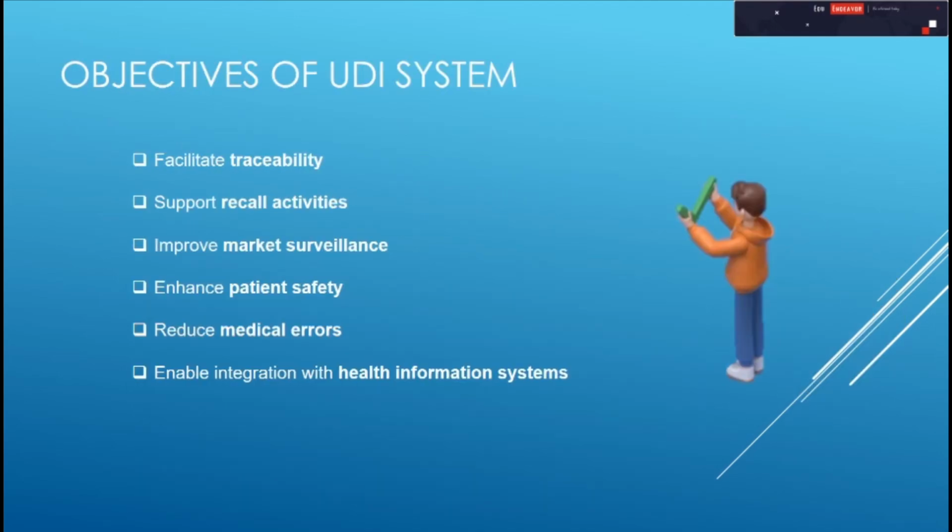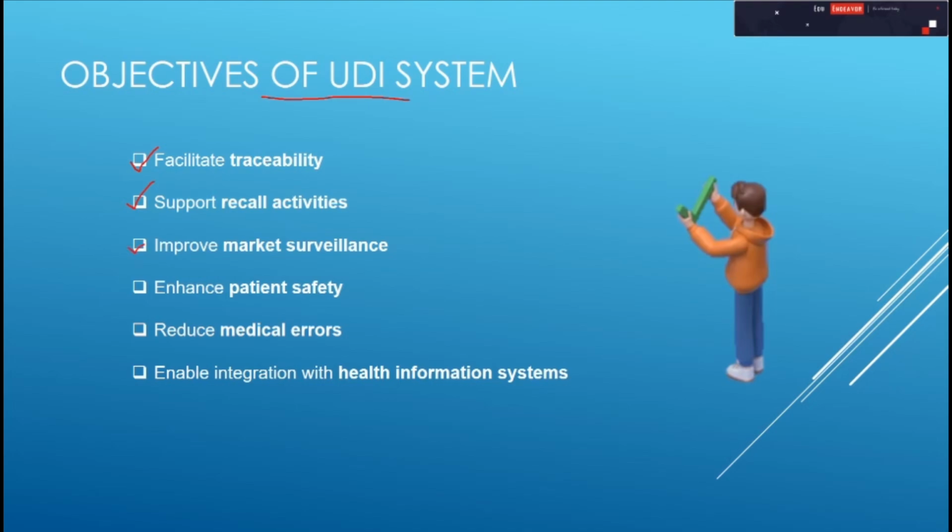Now, what are the objectives of UDI system? The primary goal of UDI system is to ensure transparency and safety throughout the life cycle of the device. Let me break down each objective briefly. Facilitate traceability. UDI enables tracking devices from production to the point of use. Supports recall activities. If a device is found defective, only affected batches are recalled.